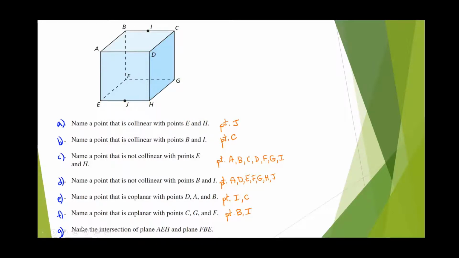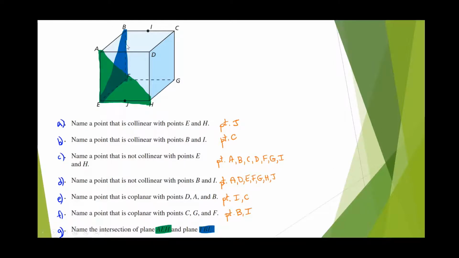For the next question, I erased everything I had before so it's easier to tell. We're going to name the intersection of the plane AEH and plane FBE. So first of all, AEH, shade in this triangle right here. And BFE, shade that triangle here. And where do they intersect?